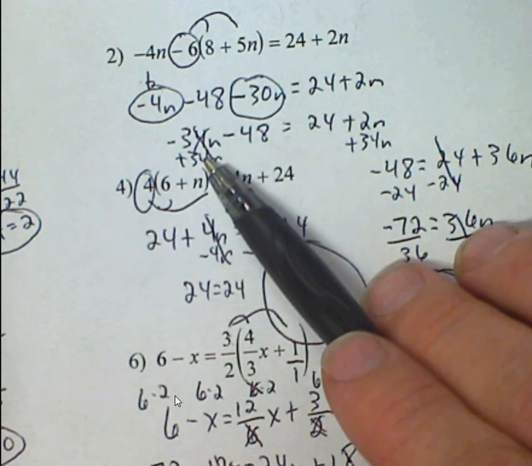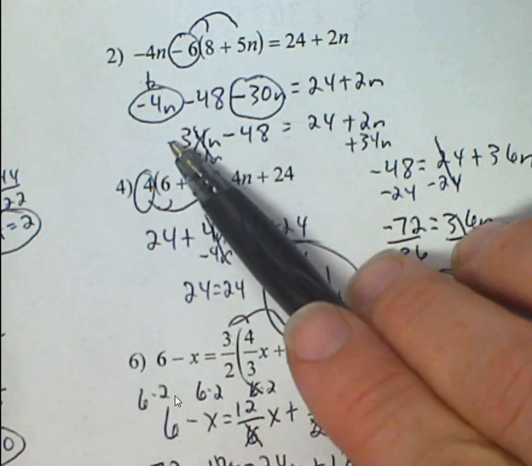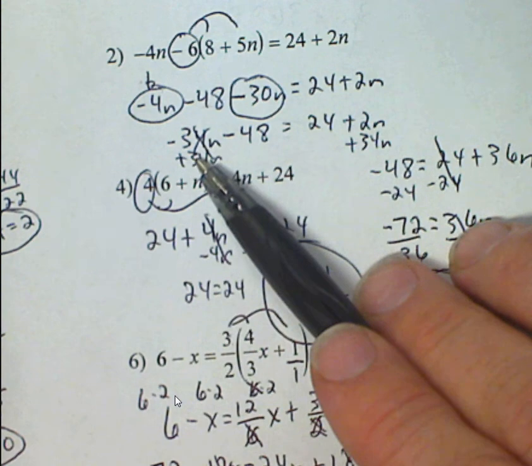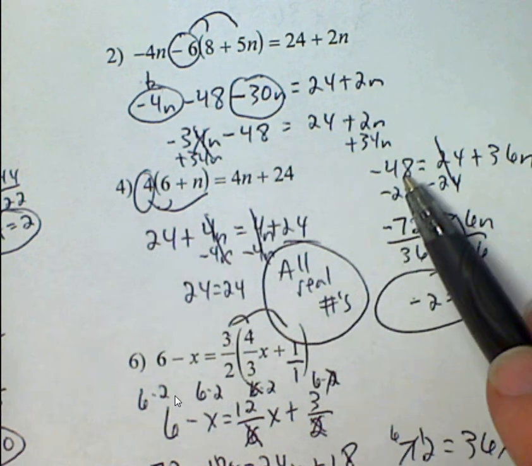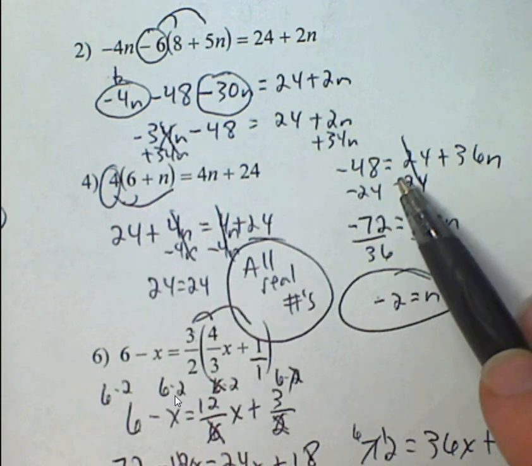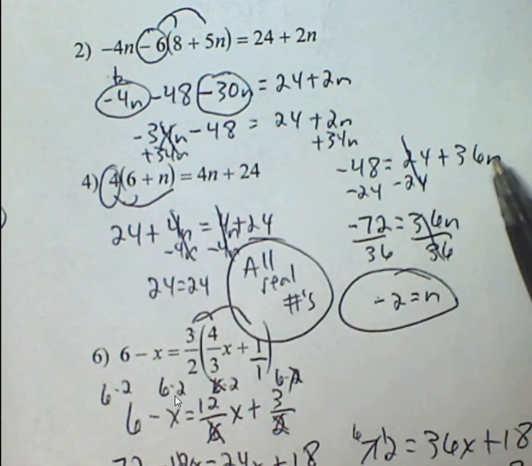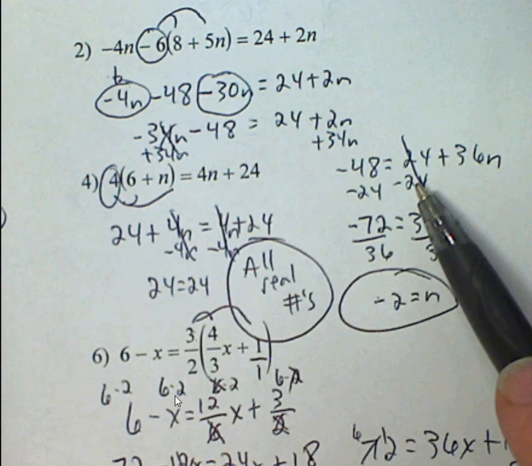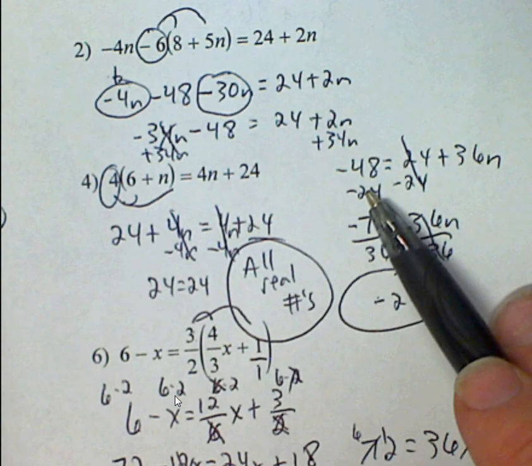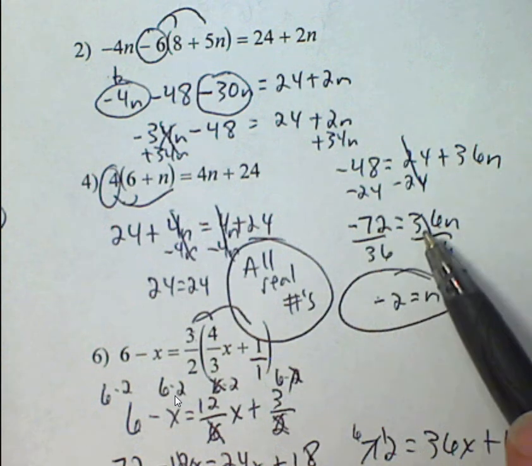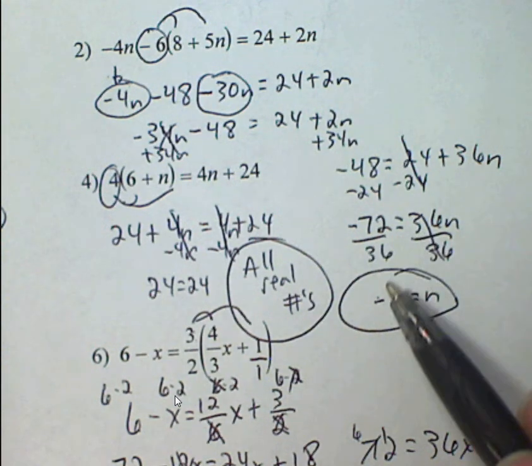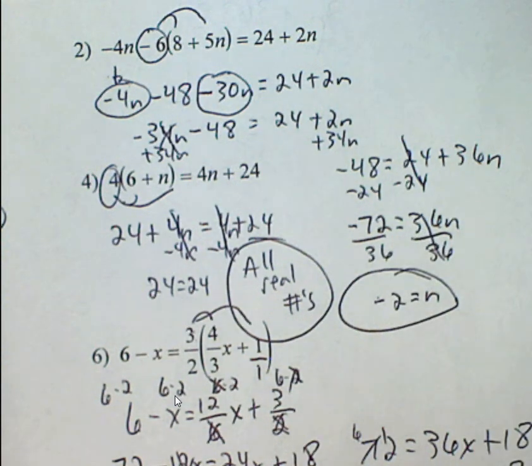I'm going to go ahead and get my variables together, so to get rid of this negative, I'm going to add 34 to both sides. So that leaves me with negative 48 equals 24 plus 36n. Get rid of my 24. Debt plus debt is more debt. Divide by 36, and I get negative 2.